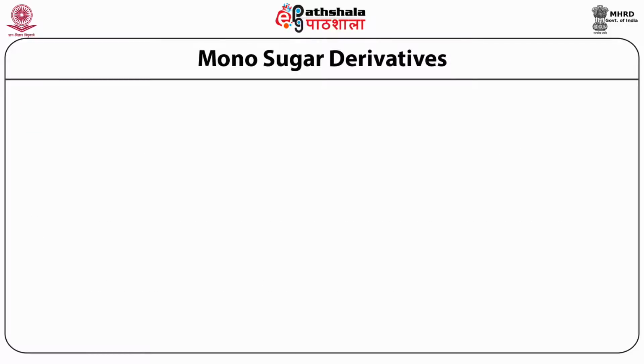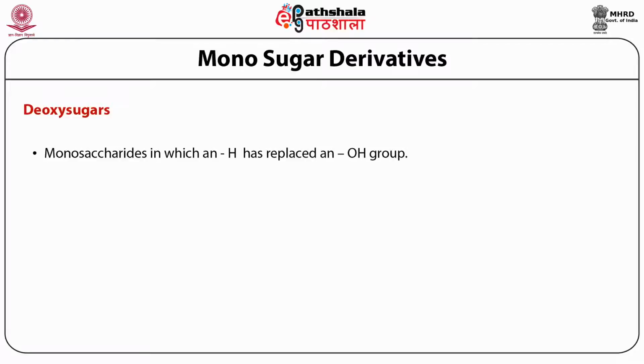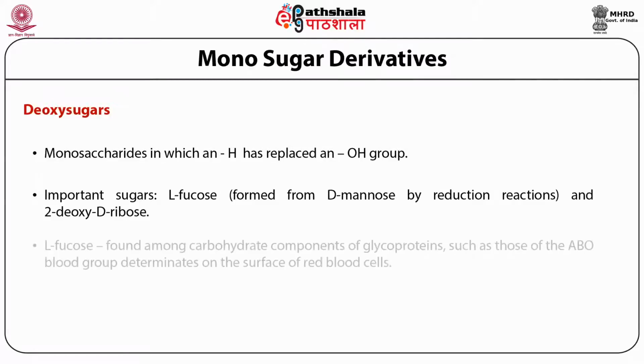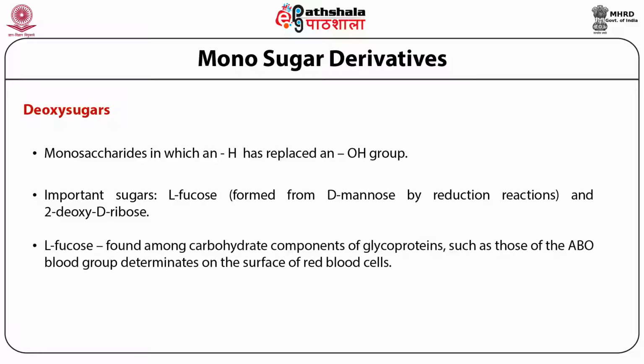Again, deoxy sugars are present among the monosaccharides: monosaccharides in which a hydrogen has replaced an OH group. Important sugars are L-fucose and 2-deoxy-D-ribose. L-fucose is found among the carbohydrate components of glycoproteins, such as the ABO blood group determinants on the surface of red blood cells. 2-deoxyribose is the pentose sugar component of DNA.